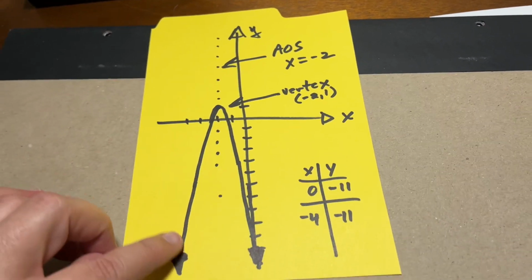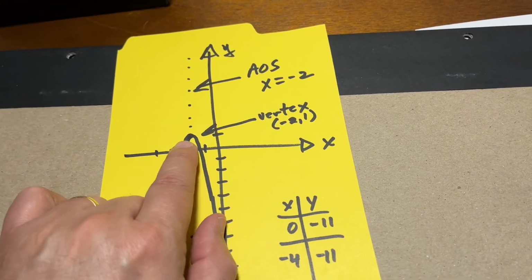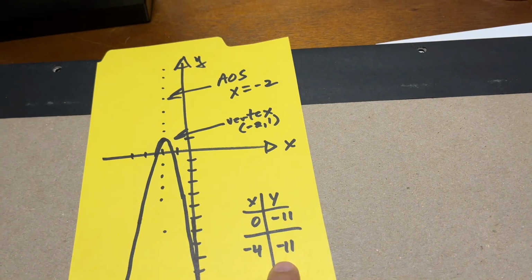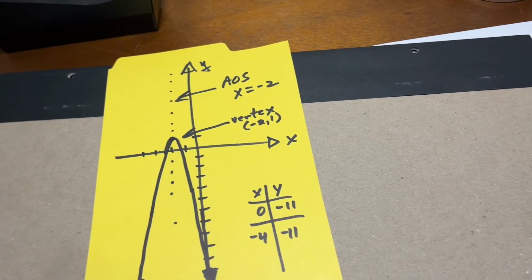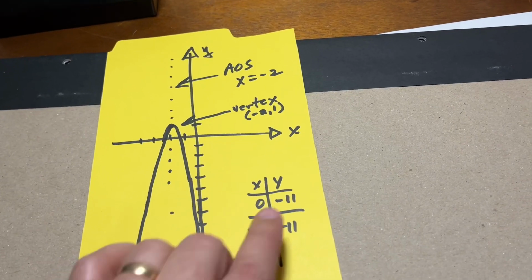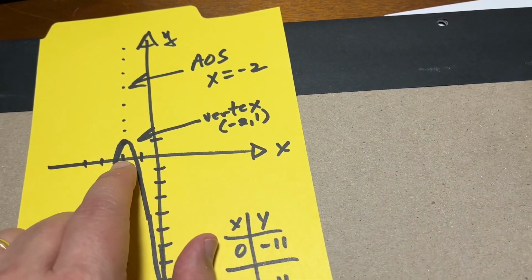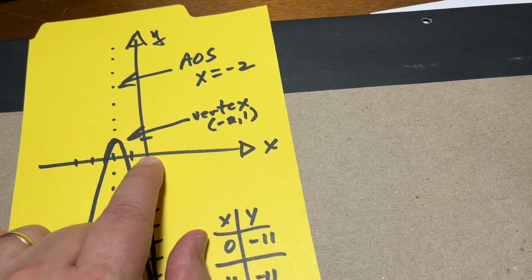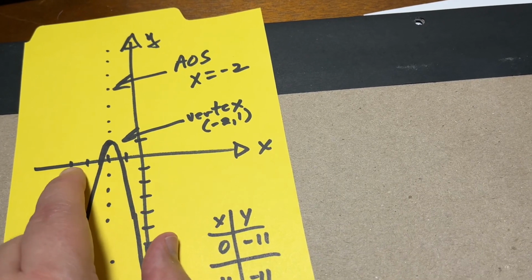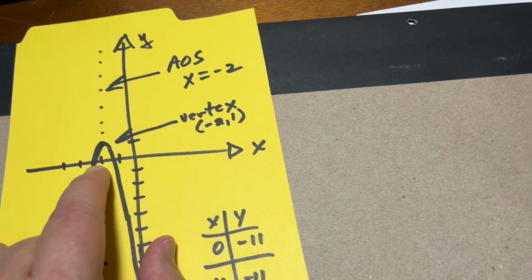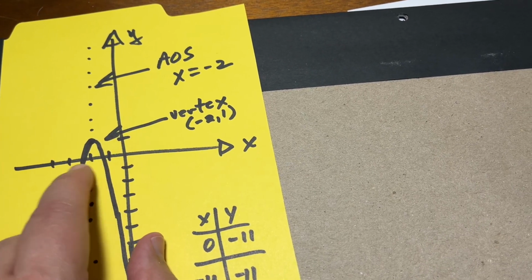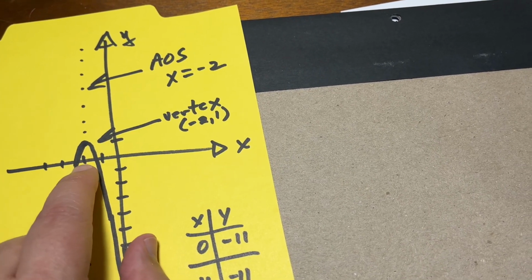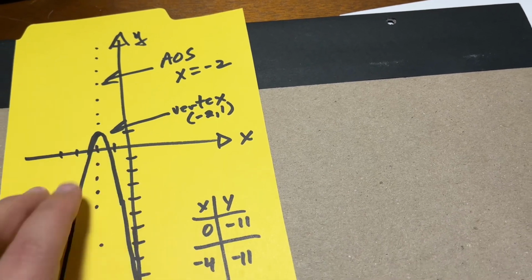Now, I went ahead and drew the graph, but initially I just had the vertex, and I did this table to get this point and that point, and then I drew the graph from that. So I chose 0 because it's not very far from -2. It's just over here. And then I chose -4 because it's exactly 2 spaces from there. So 2 spaces from -2 is -4, and 2 spaces from -2 is 0. One's to the right, one's to the left.